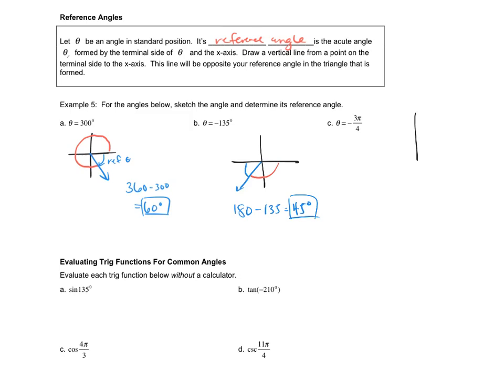In our third example, theta is negative 3 pi over 4. So if I start here, and I go 3 pi over 4, so 3/4 of pi, not quite all the way around. This is actually exactly the same spot as example B, but now we're working in radians. So now I am taking pi minus 3 pi over 4, so my reference angle is a single pi over 4. You'll notice that all of these are positive numbers.